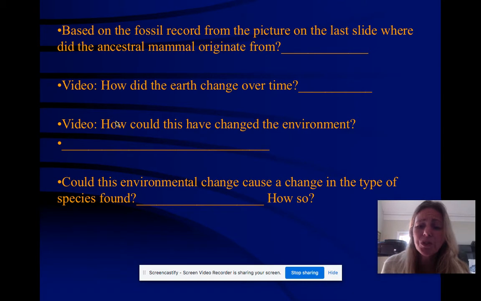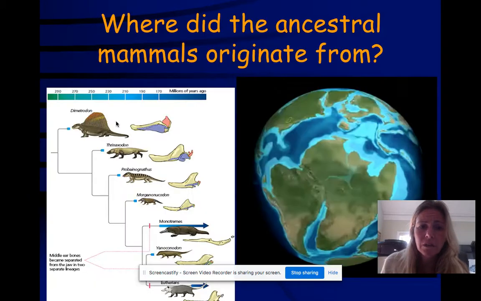So these are the kind of questions that you'd see on the exam, and I'll go over them with you. If you want to write them down, you have the information for the exam. Based on the fossil record from the picture on the last slide, where did the ancestral mammal originate from? If we go back, we can see that an ancestral mammal would be a reptile. And if you wanted to label it as Dimetrodon, you can. On your exam, I think it does say reptile.